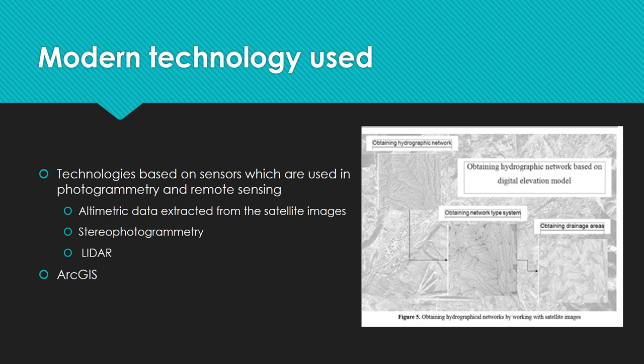The modern technology that was used, they didn't really go into a lot of detail into what exact technology they did use, but from what I got, for the horizontal, it was satellite images. Elevation wise, it was stereo photogrammetry and LiDAR, and they were also using ArcGIS to create this digital image.